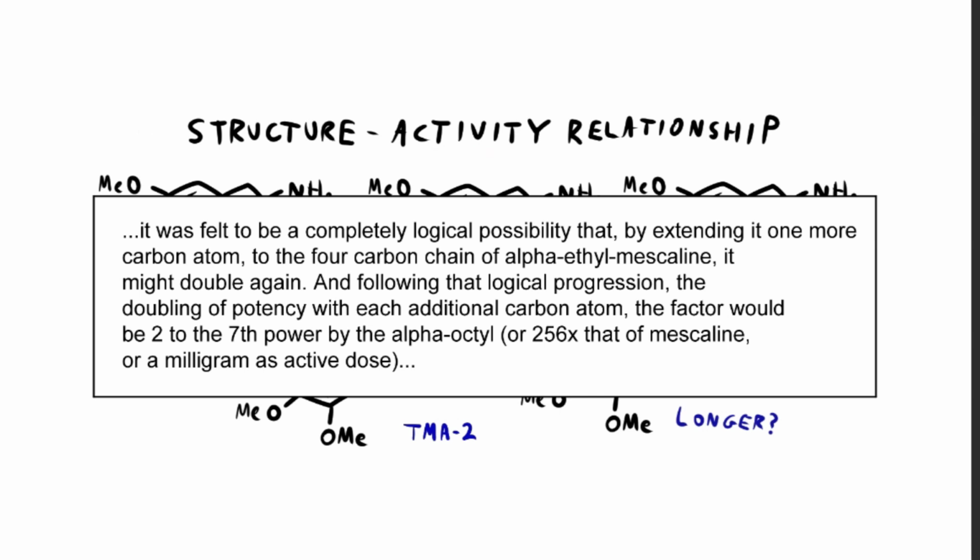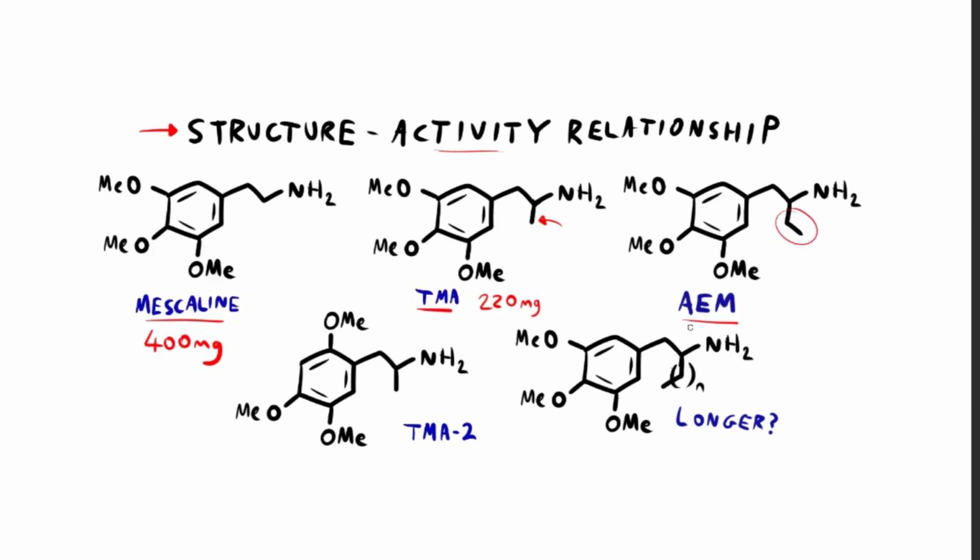So, as I've mentioned, AEM turned out to be inactive, and so we know one methyl group here is good, 2 methyl groups, and presumably anything bigger just kills the activity. So that's an important bit of knowledge about the structural requirements. We know the longer compounds are no good. And then finally, this compound came a little bit later again, TMA2, the second trimethoxylated amphetamine.